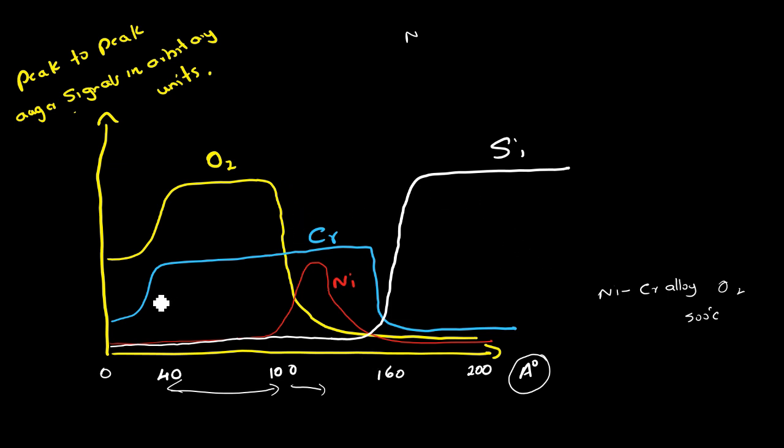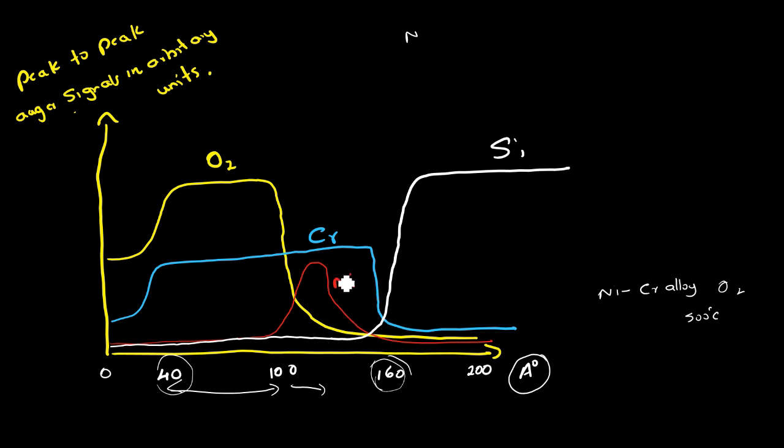Also look at the chromium here, the blue line. The chromium is there from 40 angstrom to around 160 angstrom. So this is basically the range of the chromium. You can see the chromium peak is there from 40 angstrom to 160 angstrom.